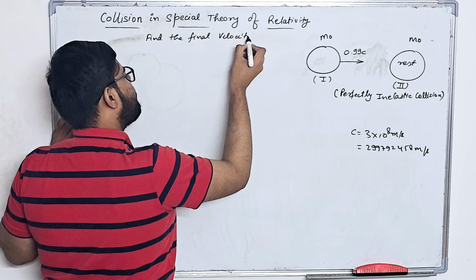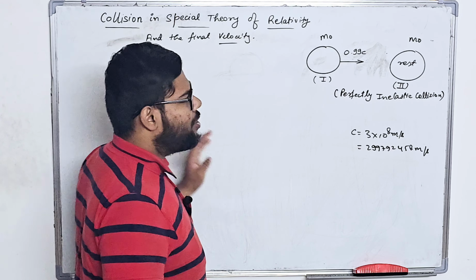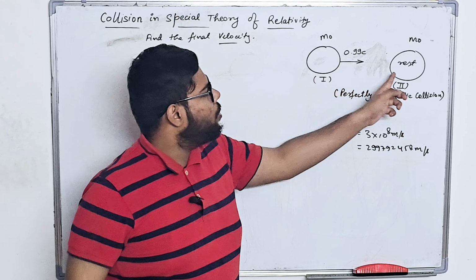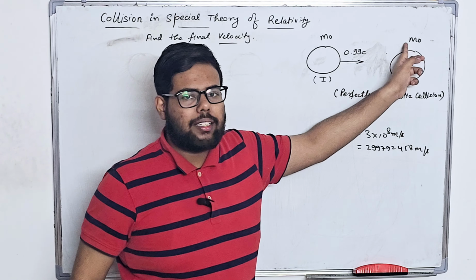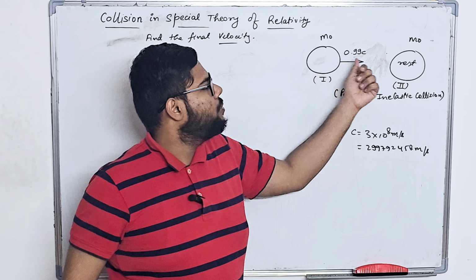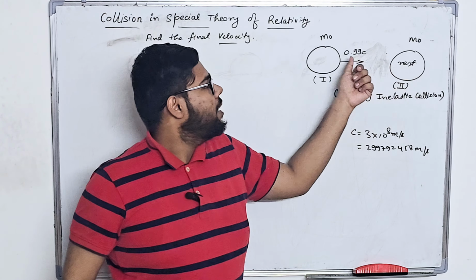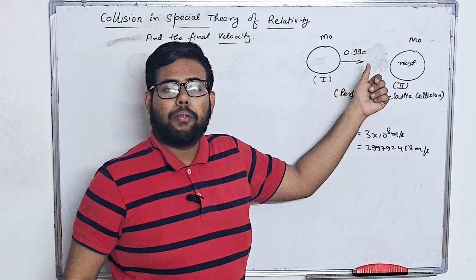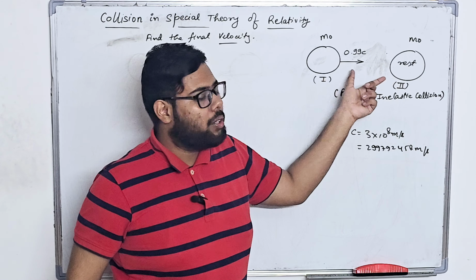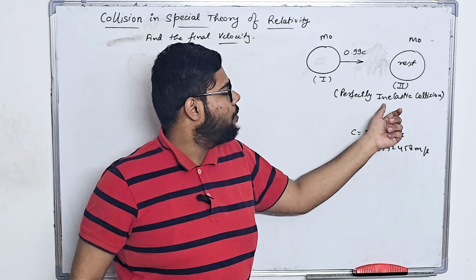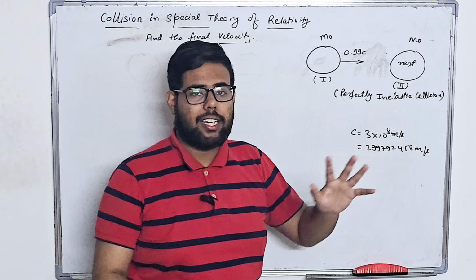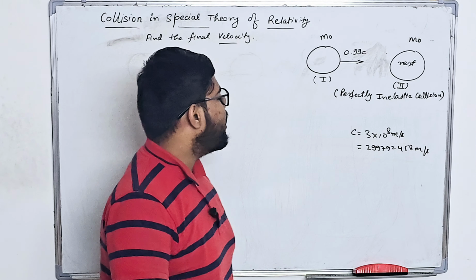So let's see. Basically, there are two bodies of identical rest masses, of which one is moving towards the second object at 99% the speed of light, and they both will collide, and the collision will be a perfectly inelastic collision. That is the given problem. So let's see how we solve it.